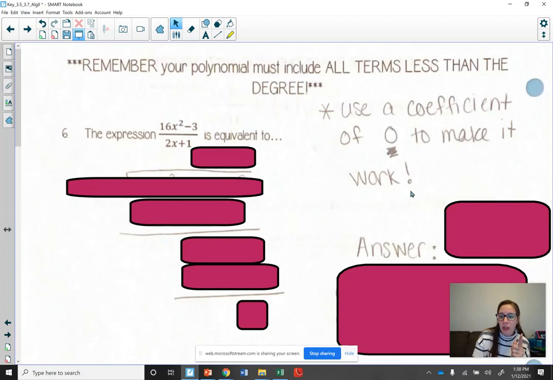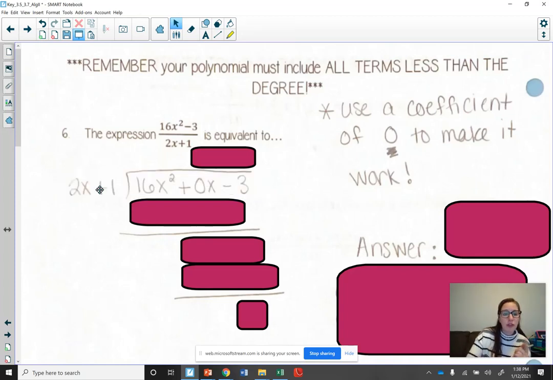So to make it work, you have to use a coefficient of 0. Let me show you what that looks like. You start with your 16x to the second. That's what you start with. You need to have an x term after it. So because it's not here, you add it in with a coefficient of 0. Okay, because 0 x's, it's still the exact same. You still have 0 x's. It's a placeholder. You need to hold the place of an x term, and you'll see why in a second.